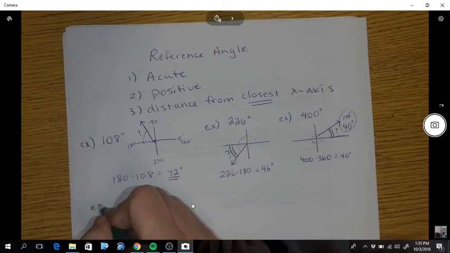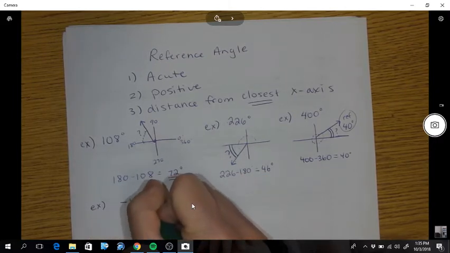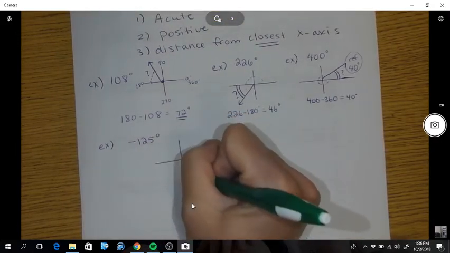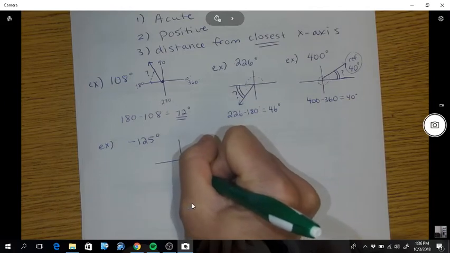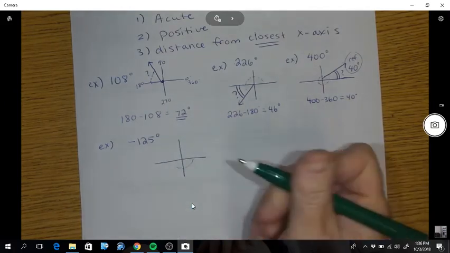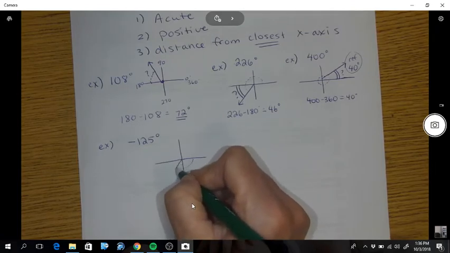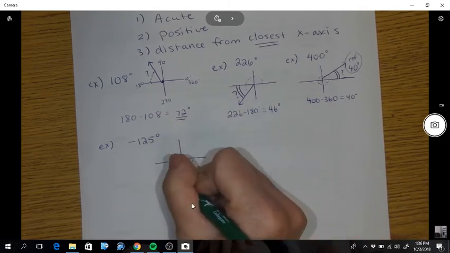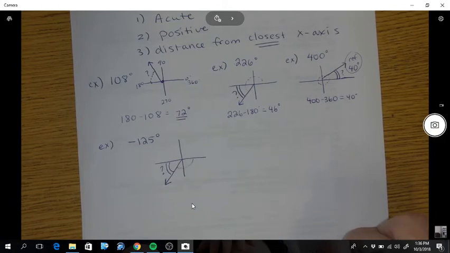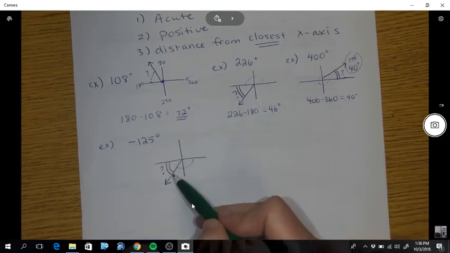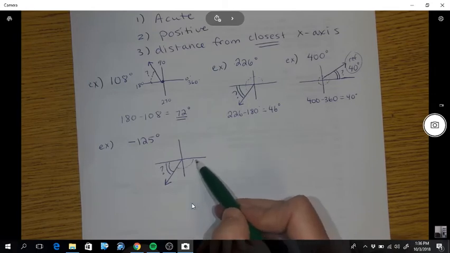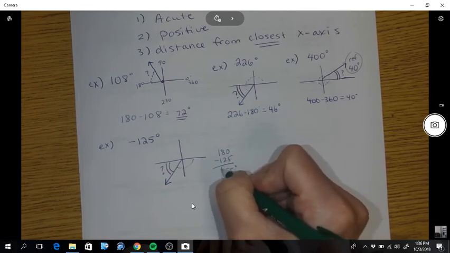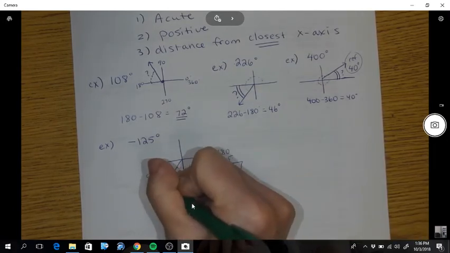Okay, one more here. What if you had negative 125 degrees? So this would mean going backwards like this. So that's backwards 90, backwards 125. So you end up in quadrant 3. So how do I find the distance to the closest x-axis? This distance in here would be 180 minus 125. So the reference angle is 55 degrees.